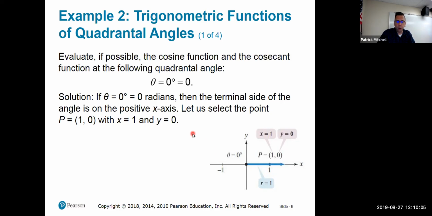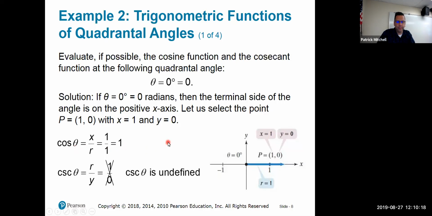For example, the cosine of theta is defined to be x over r. X is 1, r is 1. That means the cosine of 0 is 1. And the cosecant of theta, that's defined to be r over y. R is 1, y is 0. And of course, 1 over 0 is undefined, which means the cosecant of 0 is undefined.